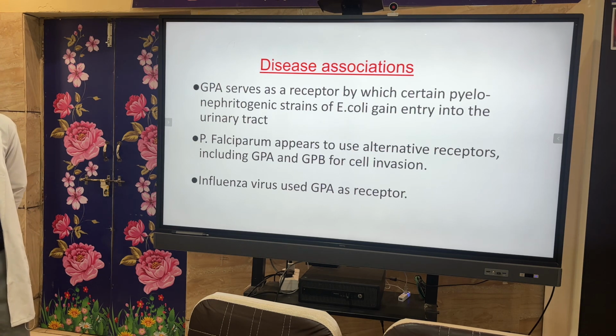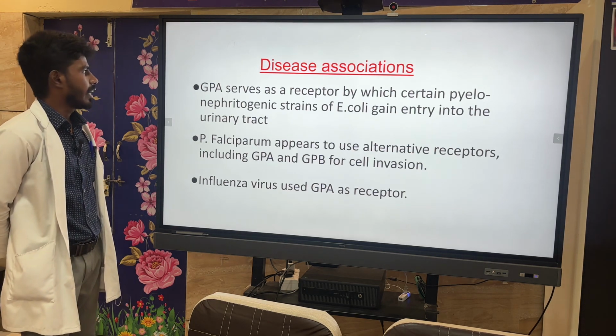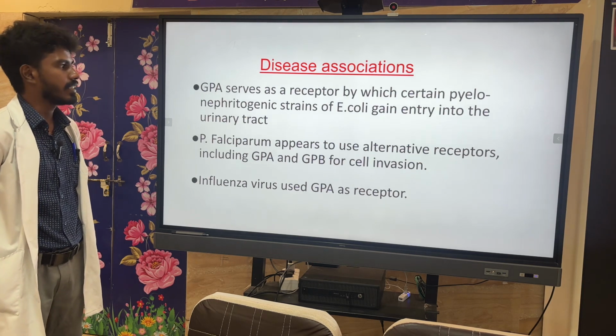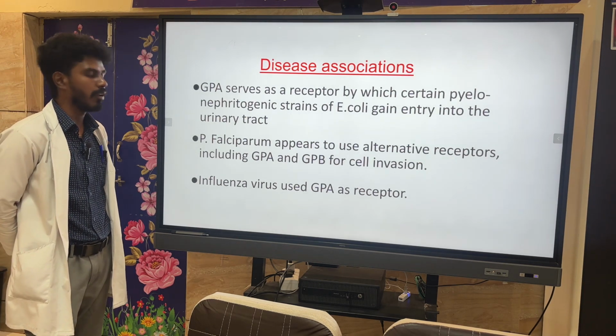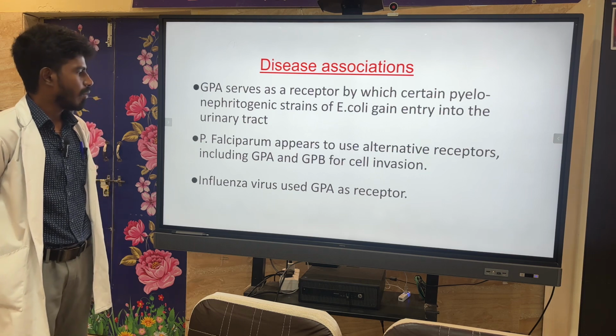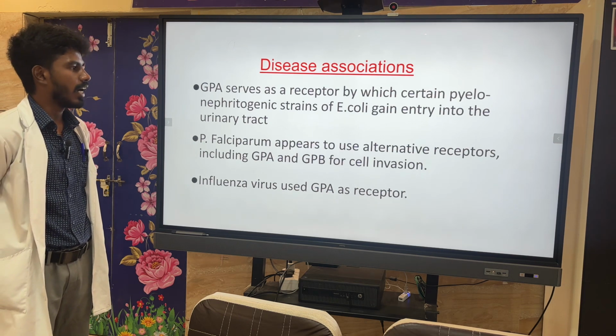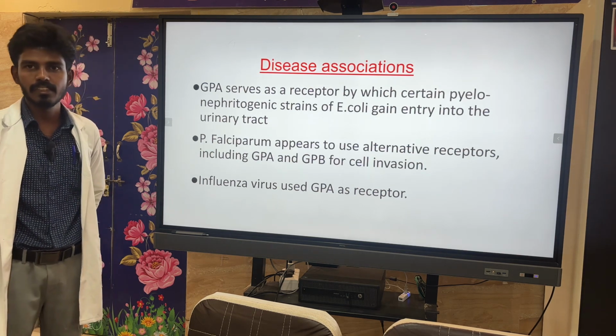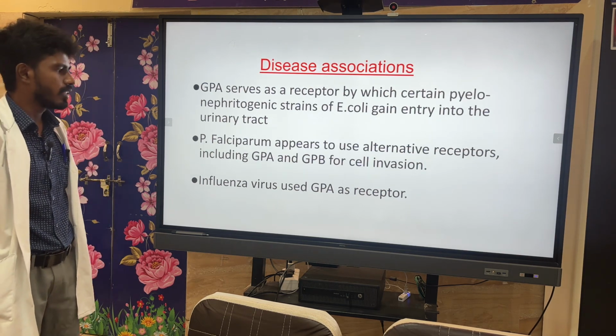Disease associations with the MNS antigens. Glycophorin A is a surface receptor used by certain pyelonephritogenic strains of E. coli to gain entry into the urinary tract. Plasmodium falciparum appears to use alternative receptors, including glycophorin A and glycophorin B, for cell invasion. Influenza virus uses glycophorin A as a receptor.